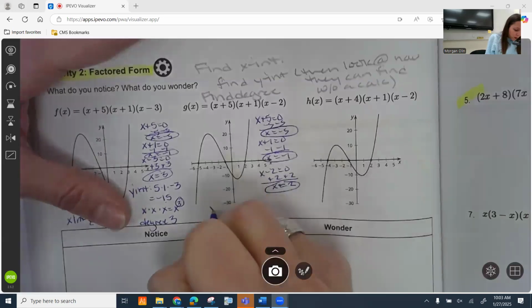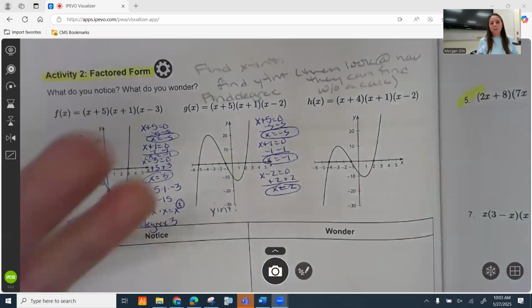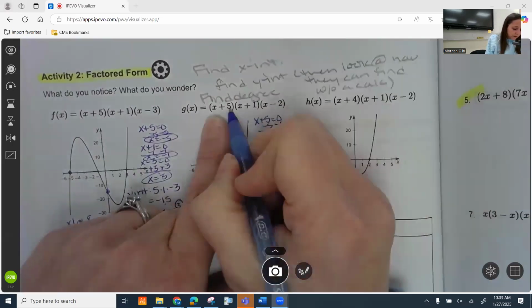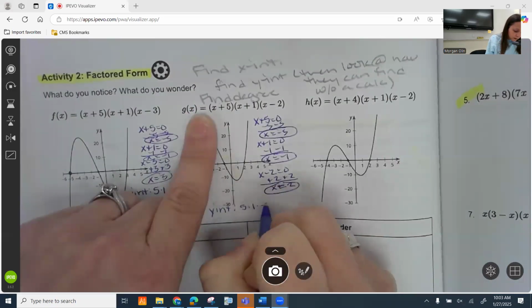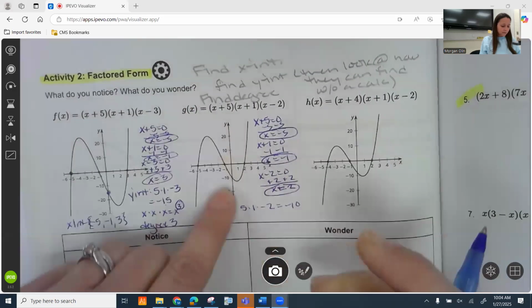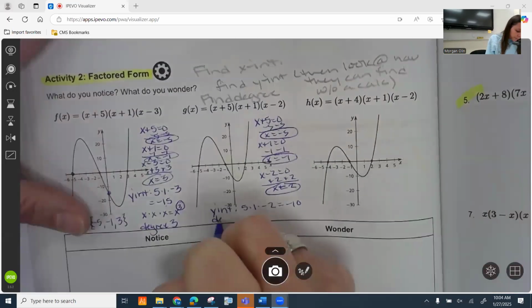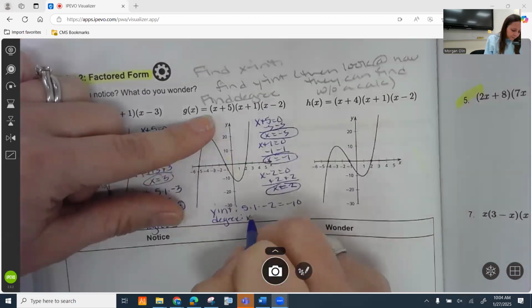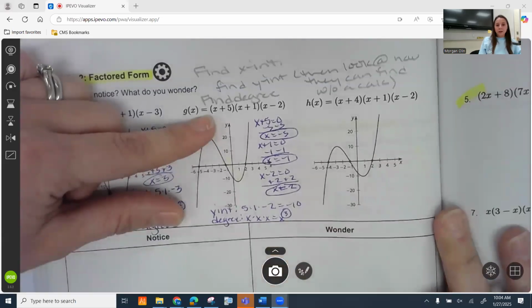Now, let's talk about our y-intercept. It looks like it's hitting at -10, but how do I get that when it's in this form? I don't see the constant. Well, you multiply all these constants: 5 times 1 times -2, and we get -10. That's where it's hitting, so that's our y-intercept. And our degree, multiply x times x times x, and I get x cubed. So our degree is 3.